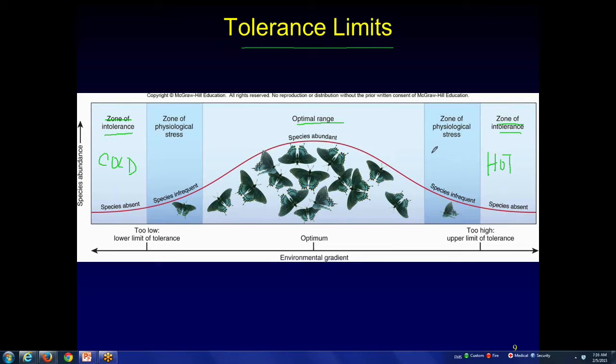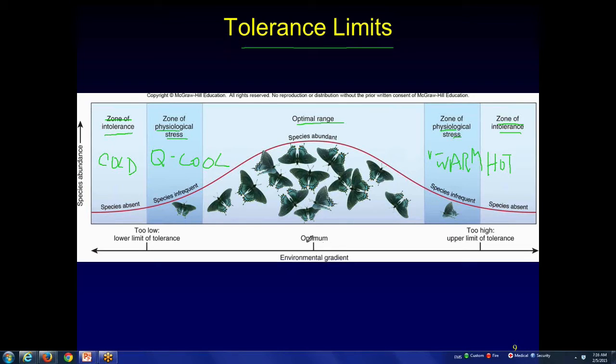So right here it would be very warm and a little warmer than the black swallowtail prefers. And this would be quite cool, let's say. And so those are areas where the butterfly can temporarily reside, temporarily live in these zones of physiological stress. They would have a hard time staying in the physiological stress for a long period of time, unless they were able to adapt through evolution, which would take a long time.